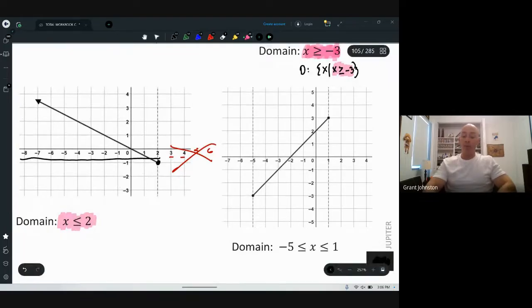A last example here is where we have two endpoints, right?